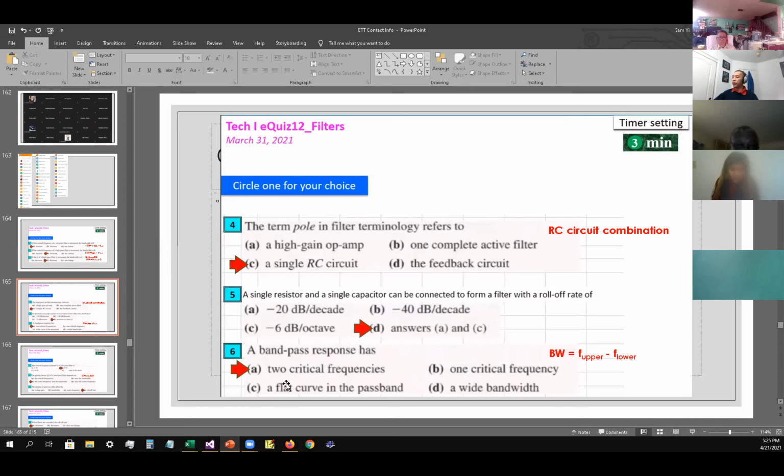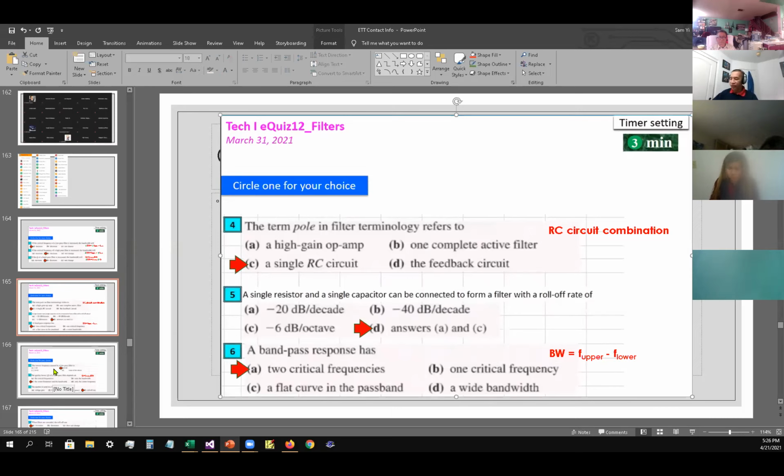Okay. So number 6, a bandpass response has 2 critical frequencies. Remember, the bandwidth is equal to the upper frequency minus the lower frequency, and then the center would be your center frequency. So you have 2 critical frequencies, the lower and the upper. Okay.